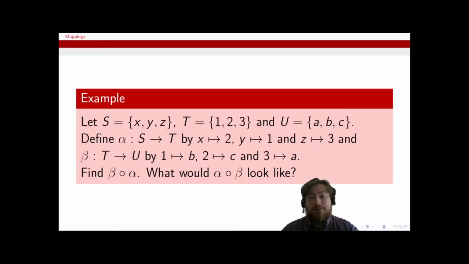For our next example, let's look at S, T, and U defined as here, and we have alpha is given by x goes to 2, y goes to 1, and z goes to 3, and we've also defined beta in a similar manner.